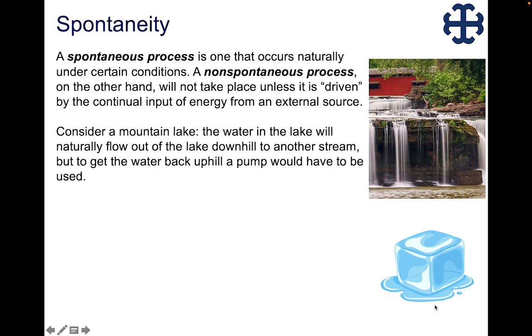An example of this that is technically chemistry, but on a larger scale, is to think about a mountain lake. The water in that lake will naturally flow out of the lake downhill into a stream, but if we wanted to get that water back into the lake, we would have to have a pump that would pump the water back up the hill. Or if nature were doing this, of course, we would get energy from the sun that would vaporize that liquid water into gaseous water, and it would eventually rain or snow into the mountain lake. But either way, we have to put energy in order to get the water back up to the top of the hill.